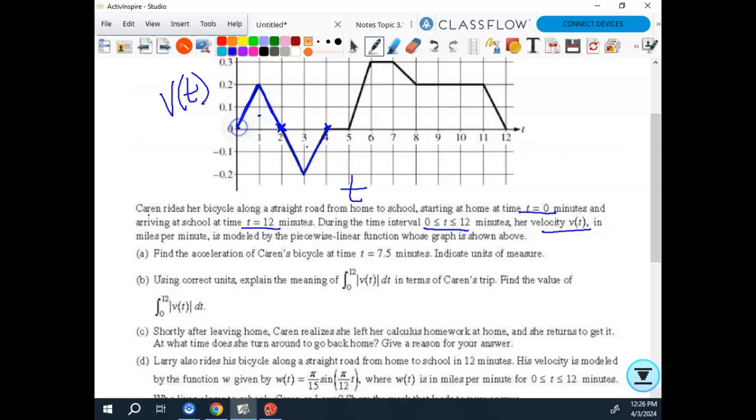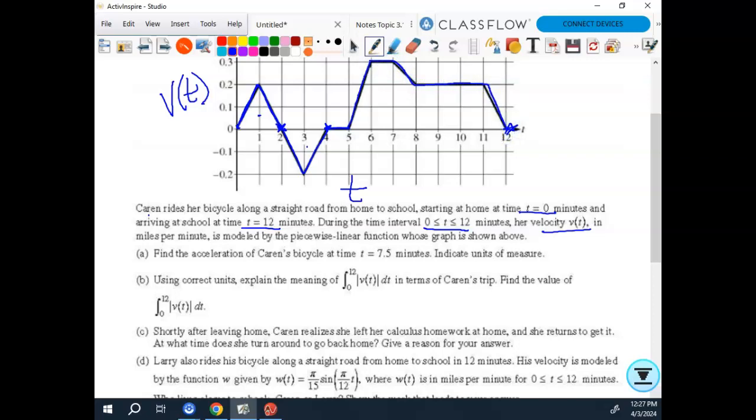So if I started home, I went this far, changed direction, and then I'm at home for a while looking for my ID, right? Okay, so I'm at home. I find my ID. I'm going back to school. Her velocity is increasing, which means she's accelerating. Then her velocity just stays the same. Then she slows down, then it stays the same. And then she slows down and she gets to school.